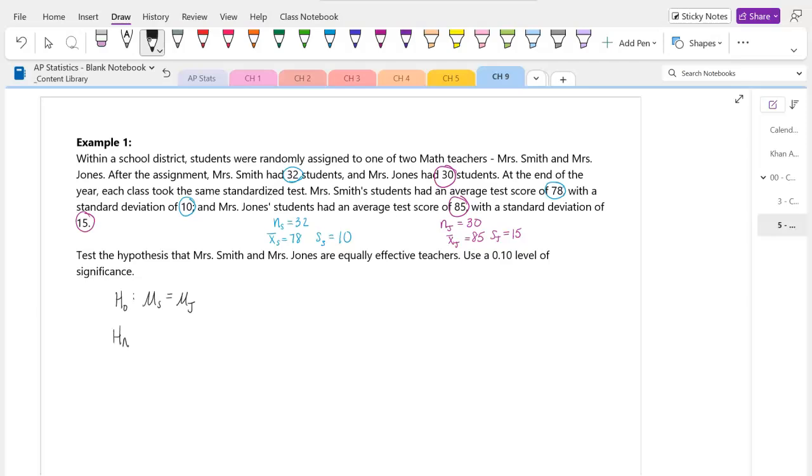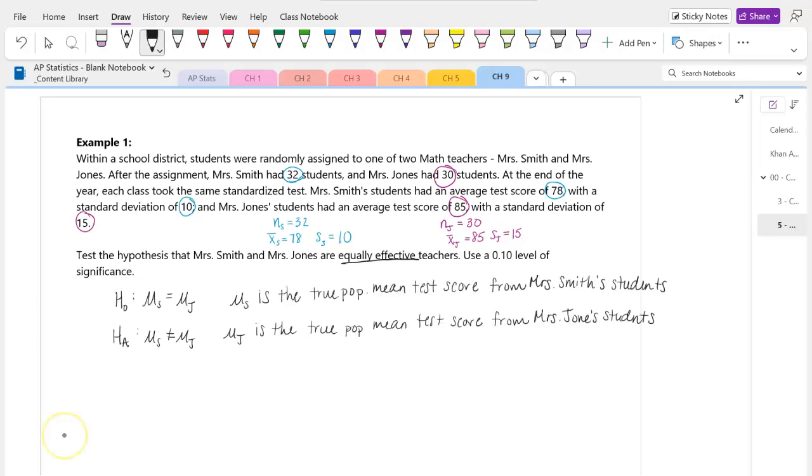And then the alternative, if we're trying to see if they are both equally effective teachers, that would mean that the alternative would be that they are not equally effective. And then be sure to write out what each of your labels represent. Keep in mind that as you write out your mu sub s and mu sub j, your labels for each, that you're using the true population mean for both of these.